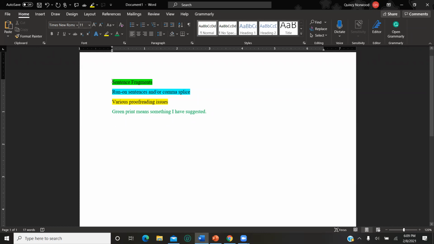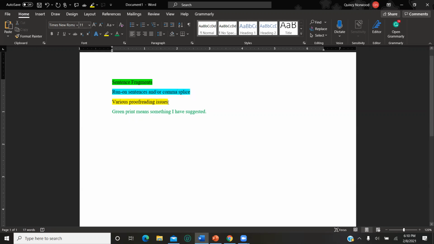The key for your essays explains the color coding system I use. If something is highlighted green, it means you have a sentence fragment. All right. Blue is a run-on or comma splice. Remember, a run-on is just two or more complete sentences stuck together without proper punctuation, and a comma splice is two complete sentences stuck together with a comma.